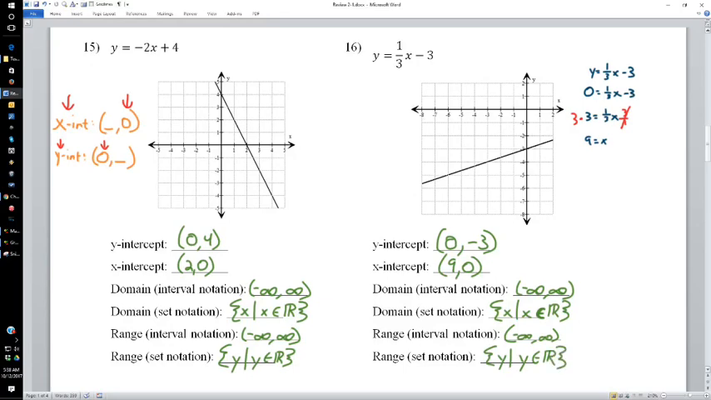Remember, set notation is just like introducing a friend. Well, hey everybody, this is my new girlfriend, Y. This is something about her. She's cool. Whatever. That's what this is. You introduce it and you talk about it. Alright? Try the next two.